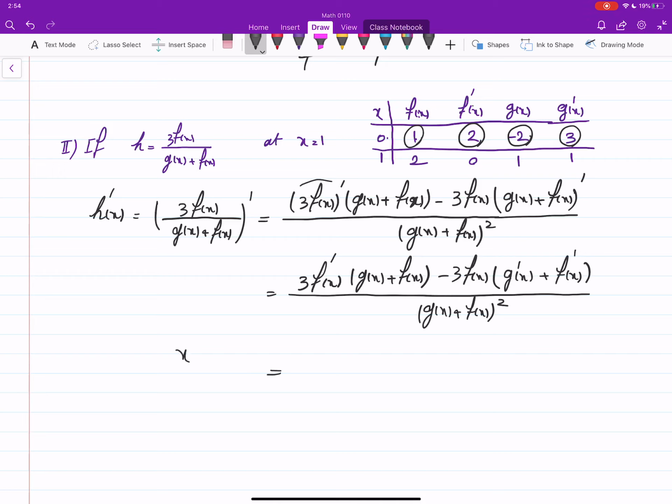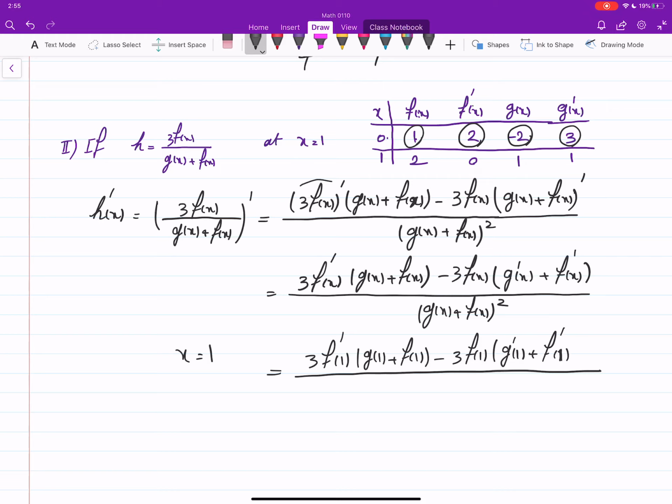Now set x to be 1. It means that we have 3f prime at 1 times g at 1 plus f at 1, minus 3f at 1 times g prime at 1 plus f prime at 1, over g at 1 plus f at 1 squared. So this is what is going to be h prime at 1.